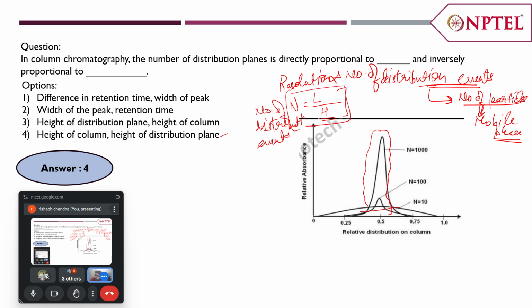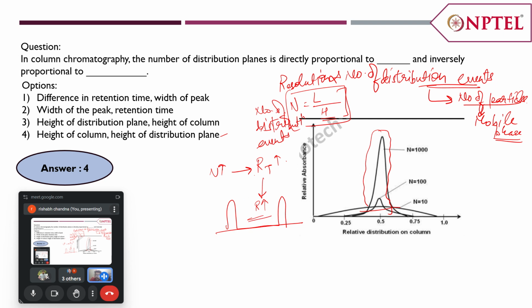Now in this particular case, if the number of distribution planes is high, that means the particle will travel more time in the column, and the distance between the peaks would be more. Okay, so that means the retention time of the particle will be more because it will travel more time in the column, and this would lead to more distance between the two peaks, such that increasing the resolution of the chromatography.